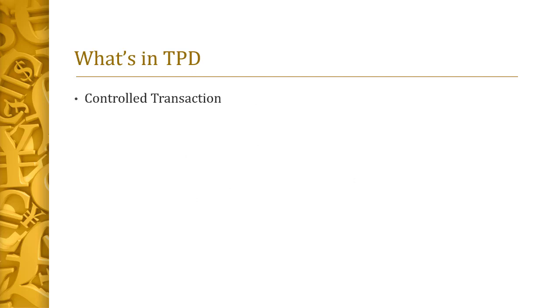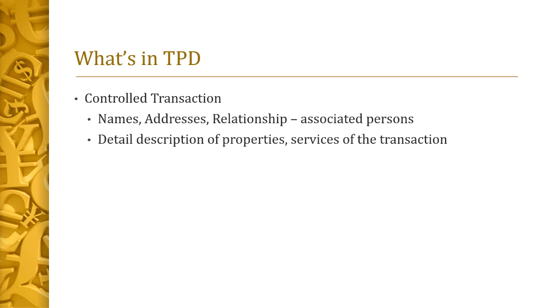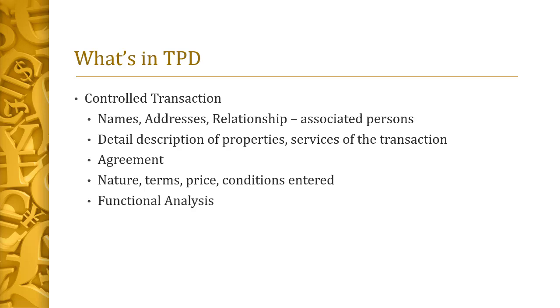Okay, then of course the controlled transaction itself, like who are the people involved, the associated persons. You have to list down their names, their addresses, their relationships. You have to give detailed descriptions of the property and services of the transaction. If you signed any agreement with the associated person, then you need to have that agreement included. And of course, sometimes you may not have the agreement. You may need to spell out the nature, the terms, the price, the conditions entered.